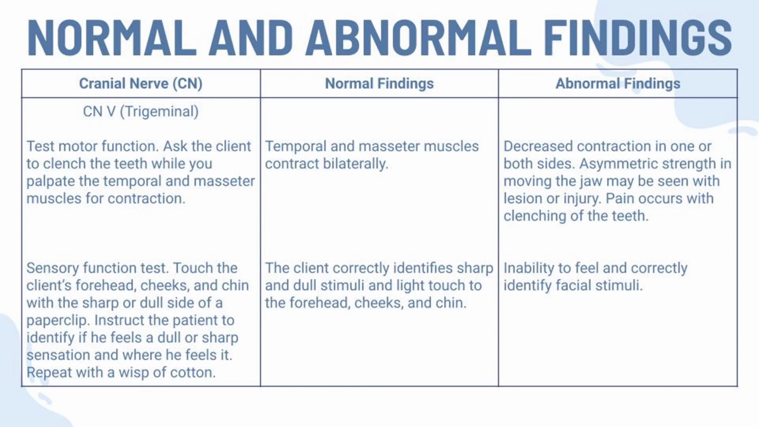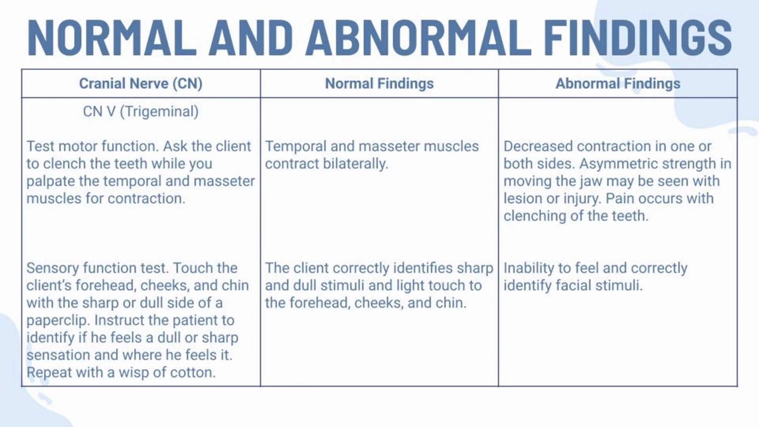For normal findings, temporal and masseter muscles contract bilaterally. For abnormal findings, decreased contraction in one or both sides. Asymmetric strength in moving the jaw may be seen with lesion or injury. Pain occurs with clenching of the teeth.